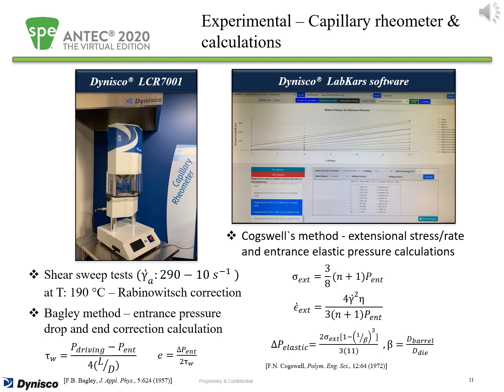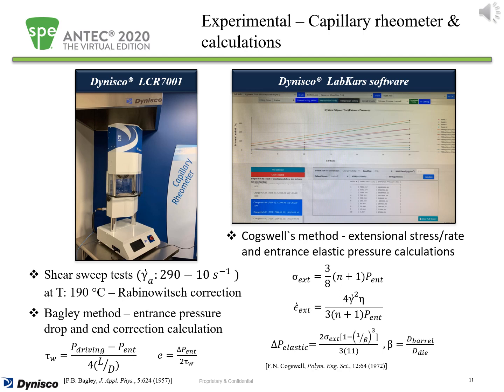The rheological characterization of the materials was carried out using a Dynisco LCR 7001 capillary rheometer. Dynisco LabKars software was used to measure various viscoelastic properties of the polymer melt. The entrance pressure drop was determined using the Bagley method. Correspondingly, the Bagley corrected shear stress at wall was calculated by subtracting the entrance pressure from the driving pressure. Also, the end correction parameter was calculated for a given die with a specific dimension.